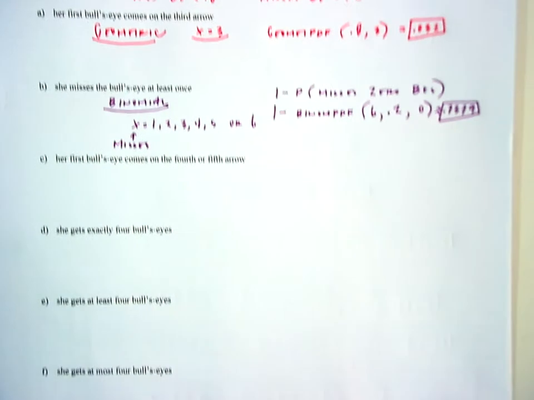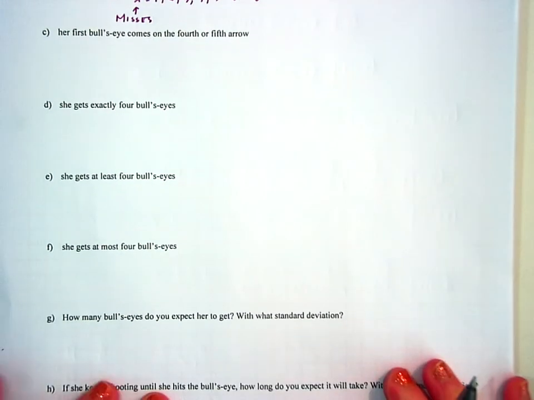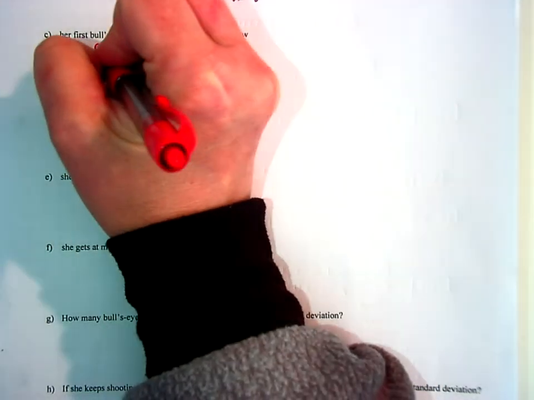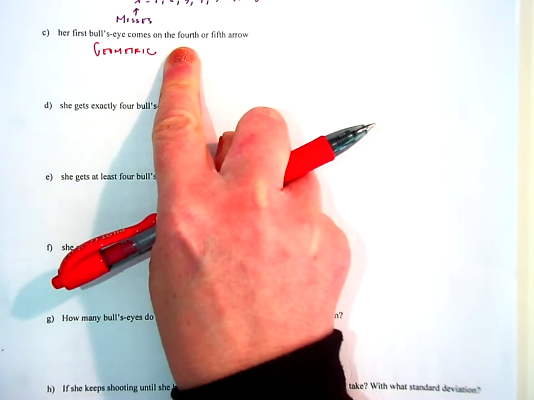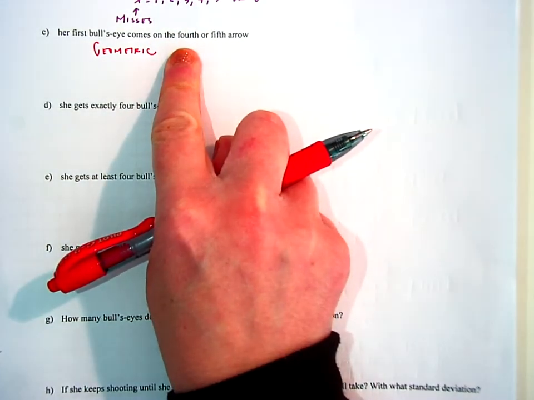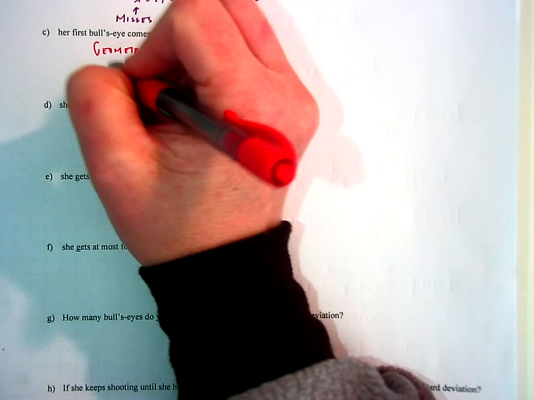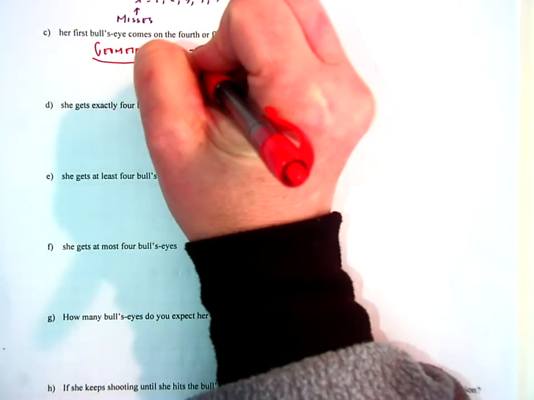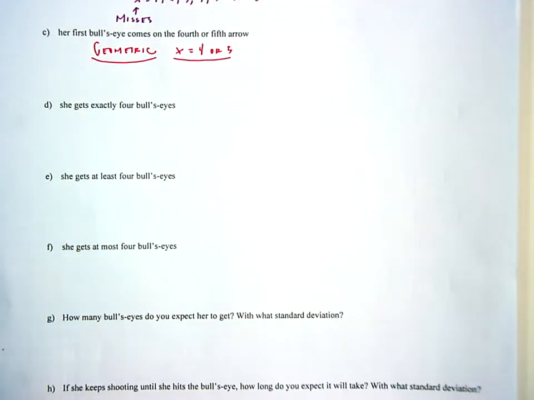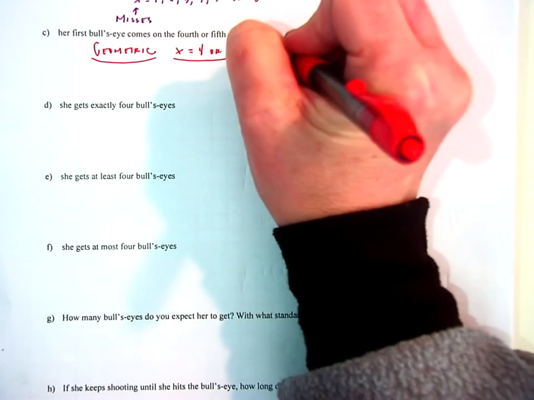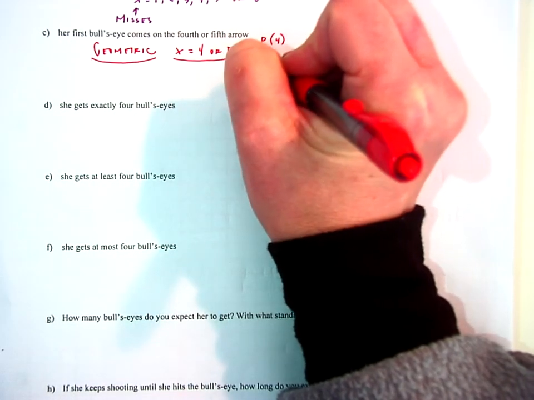All right, let me slide it up. All right, next up in C, her first bullseye, that tells me geometric. Her first bullseye comes on the 4th or the 5th arrow. So geometric again, because our first success comes on the 4th try or the 5th try. And we're saying that X could be 4 or 5. She gets that success on the 4th try or the 5th try. So I need to calculate each of those particular outcomes, and then I've got to add them together.